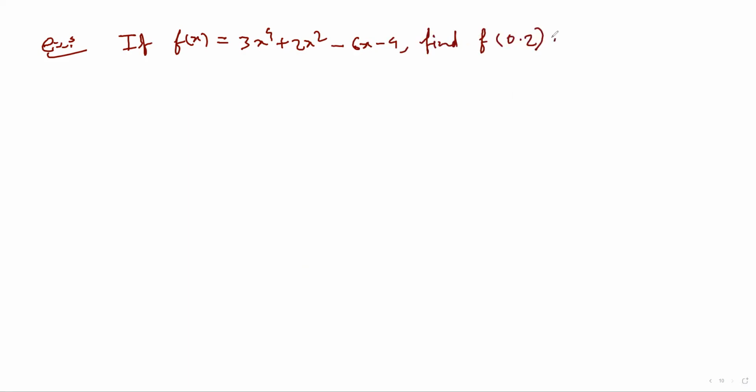So if f of x is equal to 3x to the power 4 plus 2x squared minus 6x minus 4, find f of 0.2. This should be interesting. Basically, there is no symptom of synthetic division anywhere here, right? But can you recall that if you divide a function by x minus a, then what should be the remainder? Can you recall the remainder theorem? Can anyone tell me? If you divide f of x by x minus a, what should be the remainder?